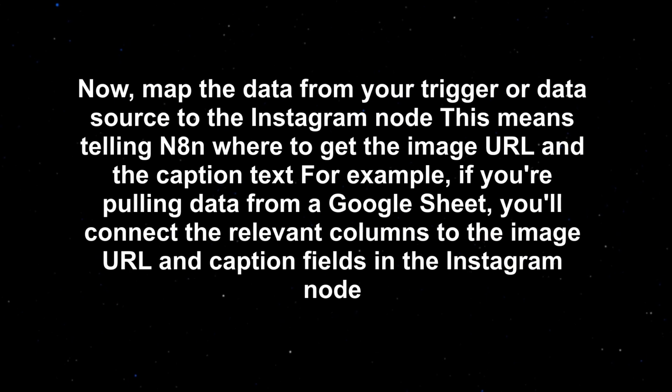Now, map the data from your trigger or data source to the Instagram node. This means telling N8n where to get the image URL and the caption text. For example, if you're pulling data from a Google Sheet, you'll connect the relevant columns to the image URL and caption fields in the Instagram node.